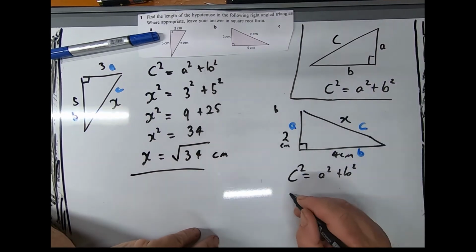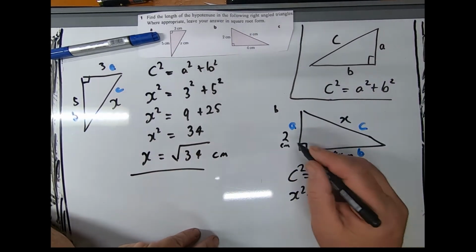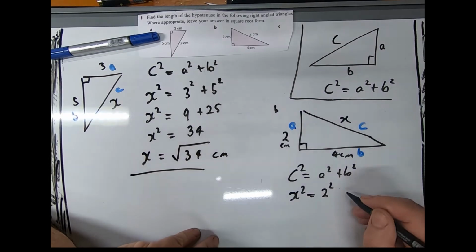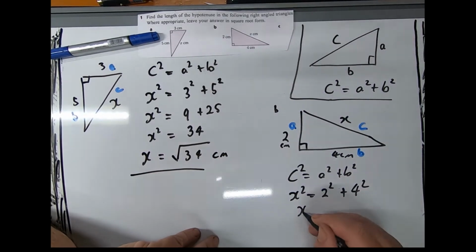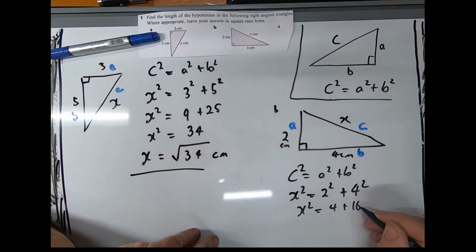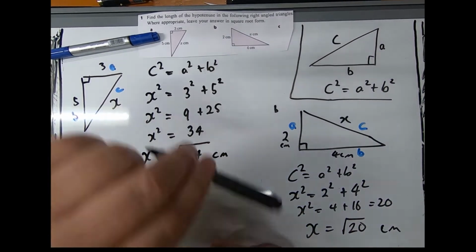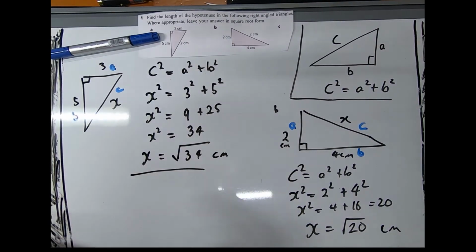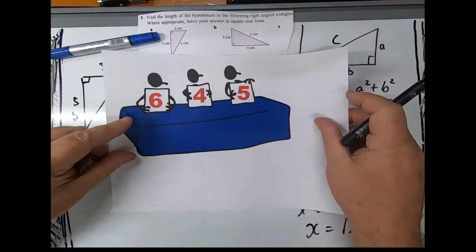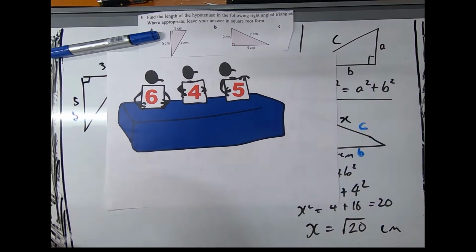So, in this case, x squared equals 2 squared plus 4 squared. X squared equals 4 plus 16 equals 20. So, x equals the square root of 20. Units in this question were centimetres. This question asked me to stop in square root form. Think we are done here. How do you rate that? I thought that was pretty clear. I'm giving a middling rating. Time to move on.